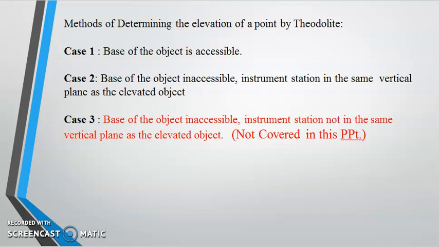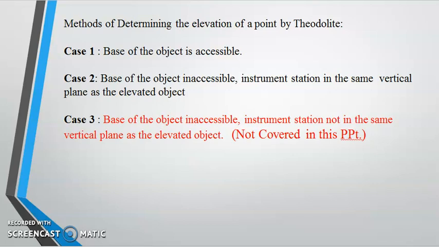The second case is: base of the object is inaccessible. That means we cannot go to the base of that particular object. The later part of this statement, that is, instrument station in the same vertical plane as the elevated object, we will understand when we see the diagram. So the basic two cases are when the base of the object is accessible to us, that means we can reach the base of the building, and when the base of the object is inaccessible to us.